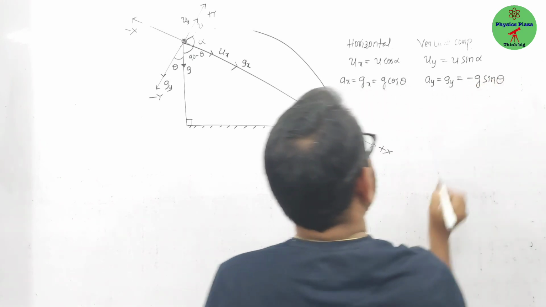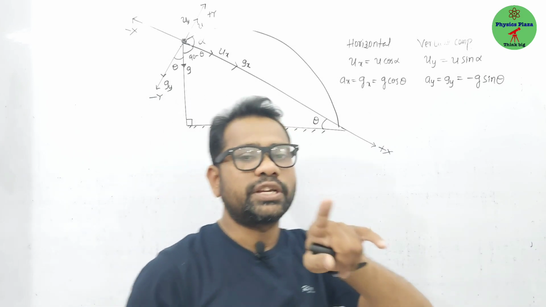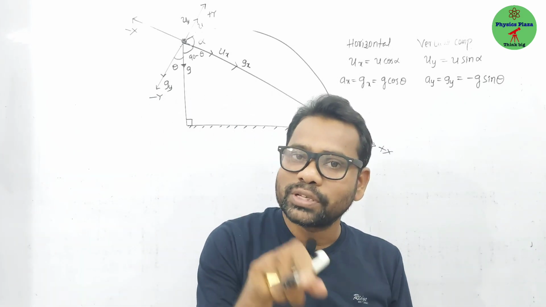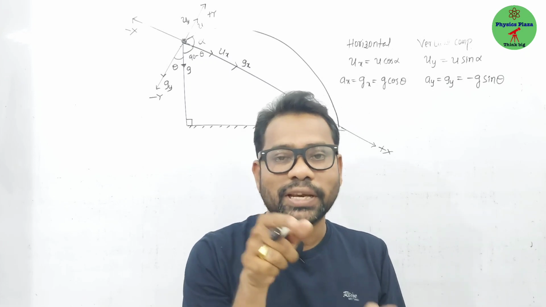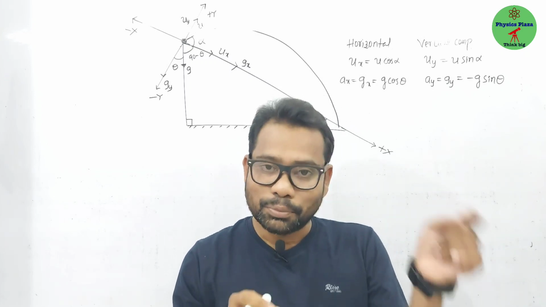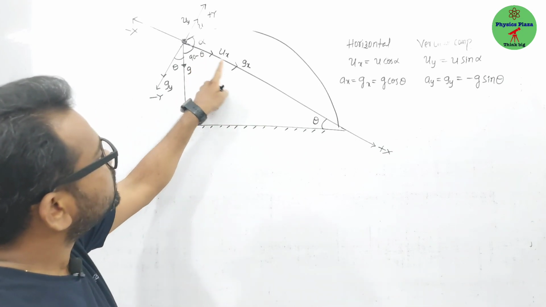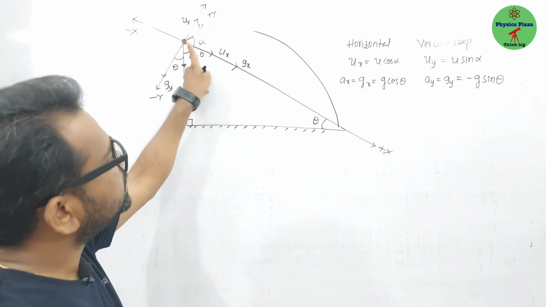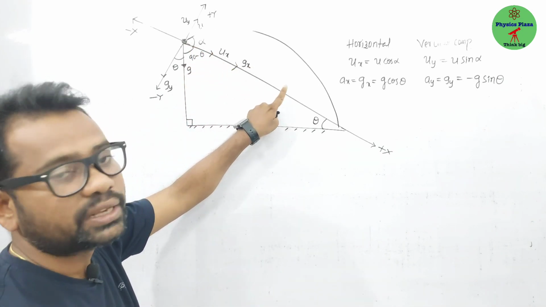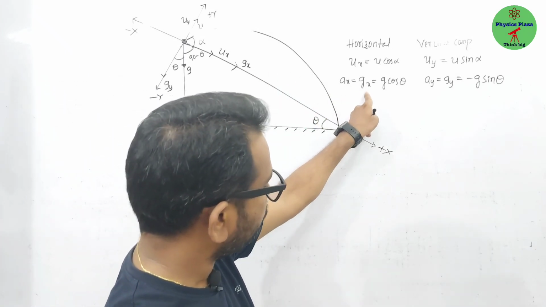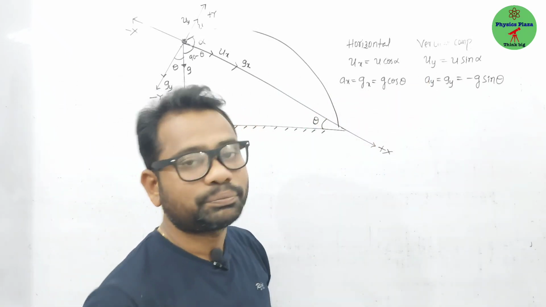Here you may get one doubt: acceleration due to gravity is always negative, right? Children, try to understand: whenever acceleration opposes the velocity we should take it as negative, but if the acceleration supports the velocity then we should take it as positive. You can see that this component of the acceleration is in the direction of the velocity, hence the velocity increases. That is why we are taking gx equal to g cos theta.